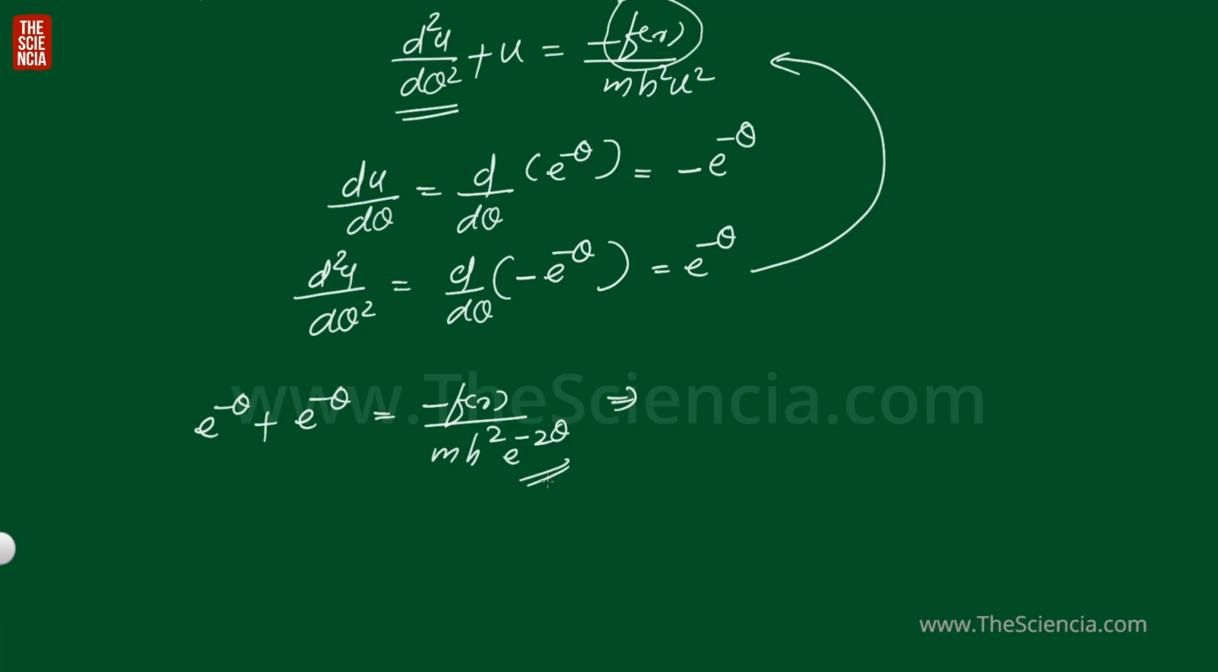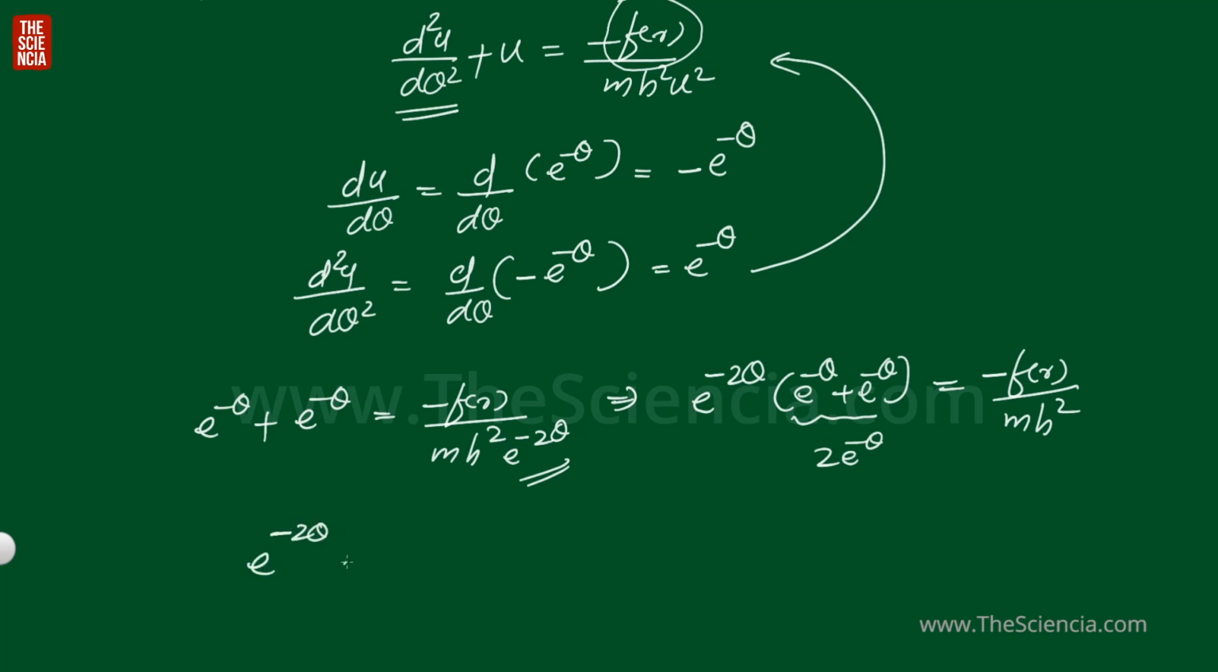I am collecting these theta terms on the LHS of this equation. That is e raised to minus 2 theta into e raised to minus theta plus e raised to minus theta equal to minus f of r by m h square. Here this is equal to 2 e raised to minus theta. So we get e raised to minus 2 theta into 2 e raised to minus theta equal to minus f of r by m h square.